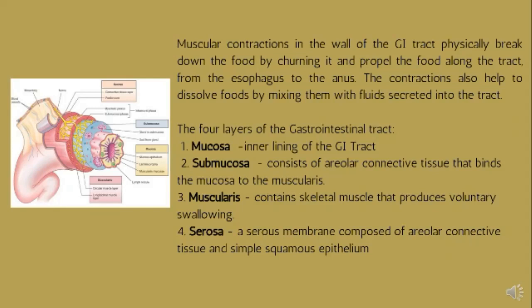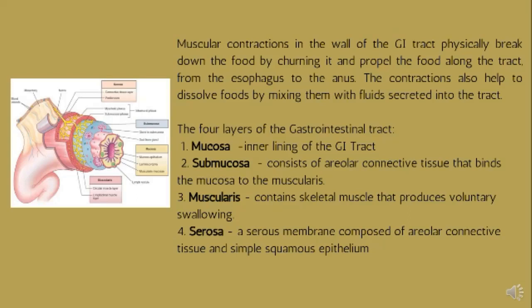The mucosa, or inner lining of the GI tract, is a mucous membrane. It is composed of a layer of epithelium in direct contact with the contents of the GI tract. Second is a layer of connective tissue called the lamina propria. And the third is a thin layer of smooth muscle called the muscularis mucosae.